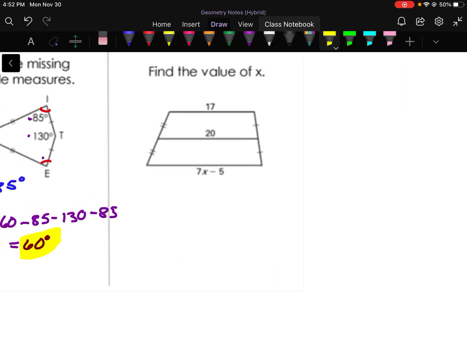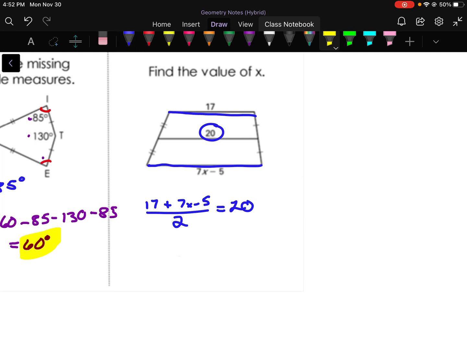All right, last one, find the value of x. So we know that the mid-segment is the average of the two bases. So that means that 17 plus 7x minus 5. These are my two parallel sides, they're the bases. If I divide that by 2, I get my mid-segment length. Well, in this case, I know it is 20. So this is the equation we're looking at solving.